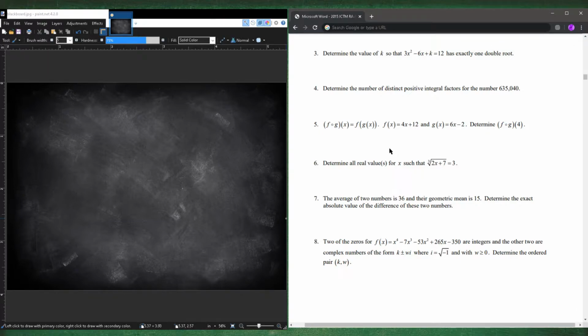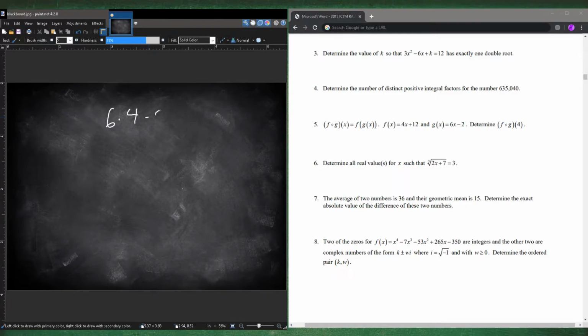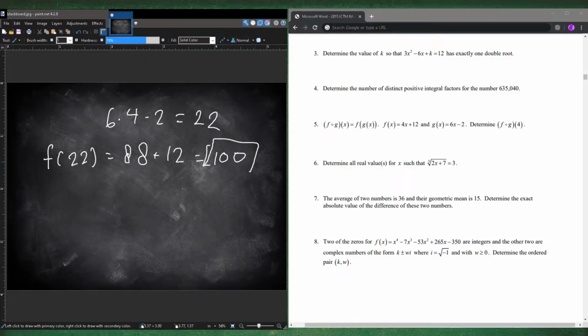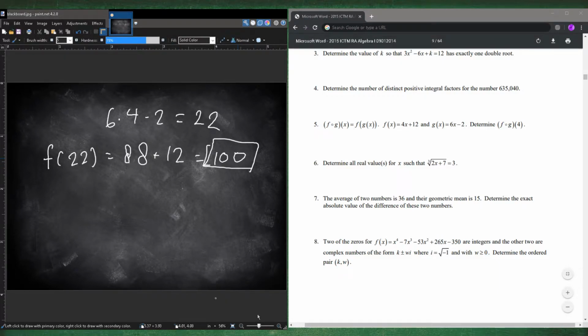Number 5. Basically f of g of x is equal to f, where g of x is inside f of x. So f of x is equal to 4x plus 12, and g of x is equal to 6x minus 2. Find f of g of 4. So we have to find g of 4 first. So 6 times 4 minus 2, that's 24, that's 22. So we just have to find f of 22, which is just 88 plus 12, which is equal to 100. And that's your answer for number 5. Basically just that simple.